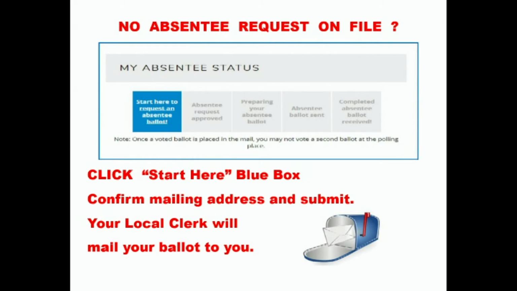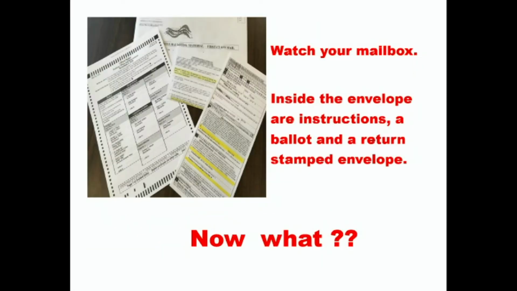If there is no absentee request on file for you, simply click on the blue box that says Start Here to request an absentee ballot. You will be asked to confirm your mailing address, then just click Submit. Your local clerk will be notified and your ballot will be promptly sent out by mail. Your absentee ballot request is automatically forwarded to your local municipal clerk, who again will promptly verify your registration and address and mail out your absentee ballot.